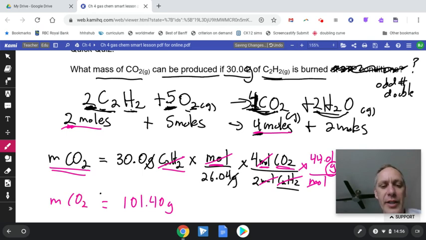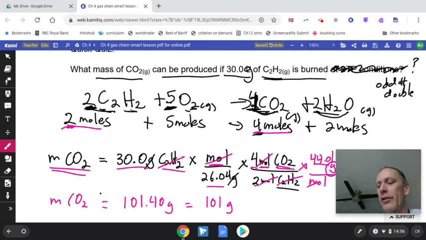And we're going to go look at our sig digs. We got 3, 4. These don't count because they're exact numbers, not measured values. 4, 4, and 3. So my final answer needs to have 3 sig digs. 101 grams is the mass of CO2. So that's your review from gravimetric stoich.